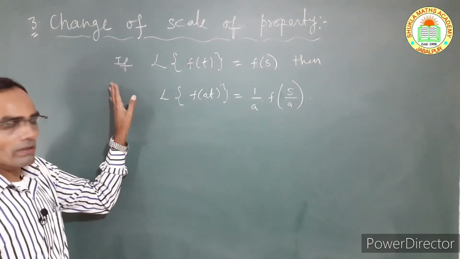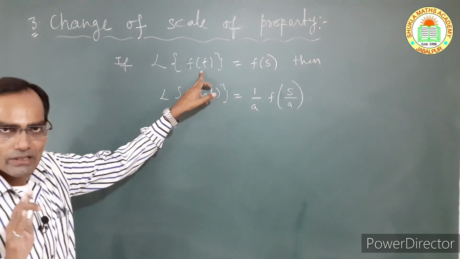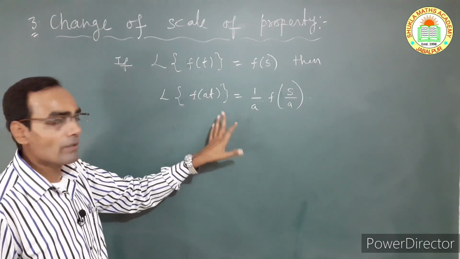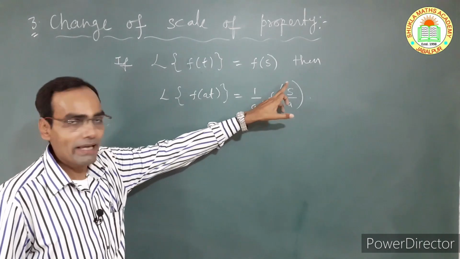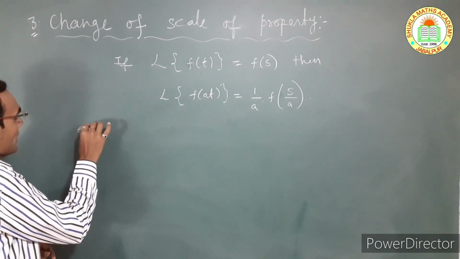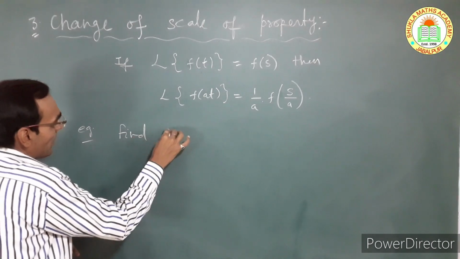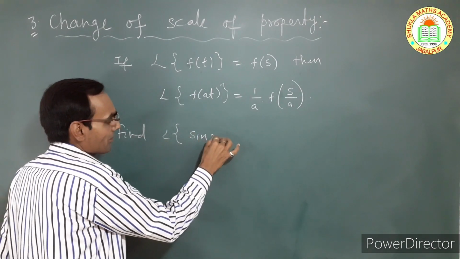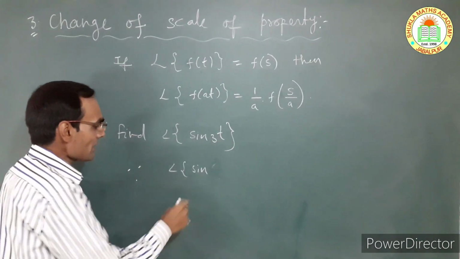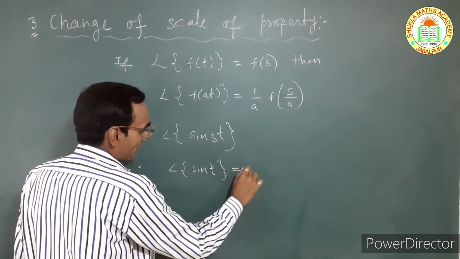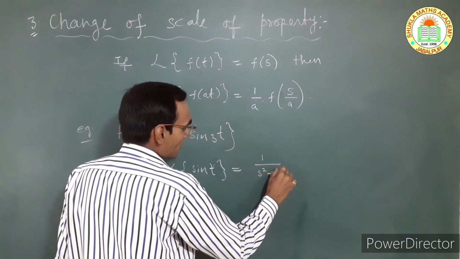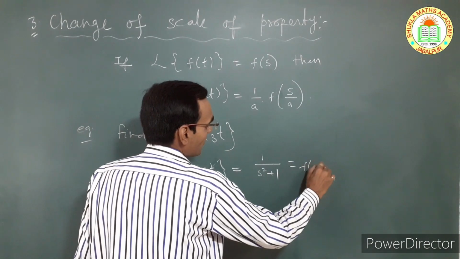Now see here, if the Laplace transform of f(t), any function of t, is F(s), right? Then the Laplace transform of f(at) becomes 1 upon a into F(s by a). I will explain this property by taking an example. Suppose we have to find the Laplace transform of sin 3t, right, by using the change of scale property. Because the Laplace transform of sin t, we know, is 1 upon s square plus 1, where a is 1. That is F(s).